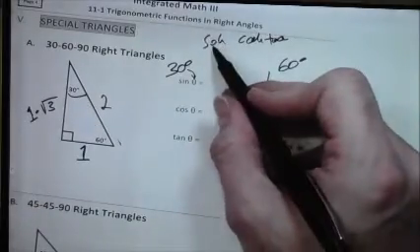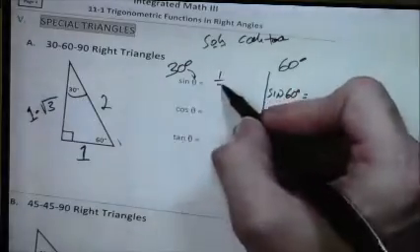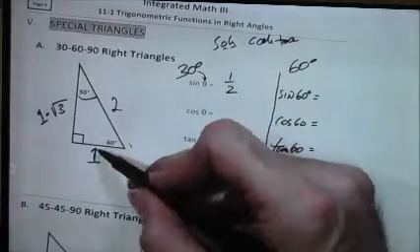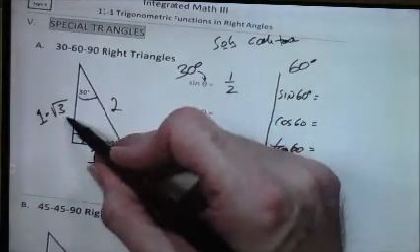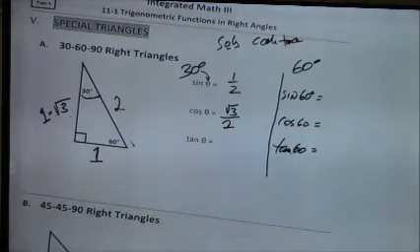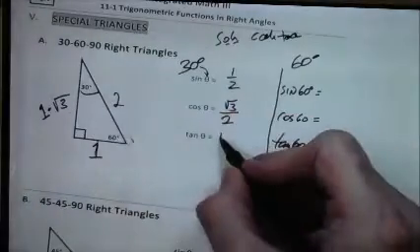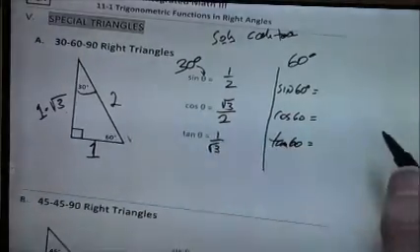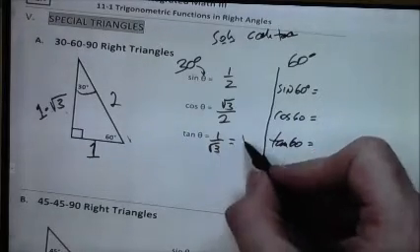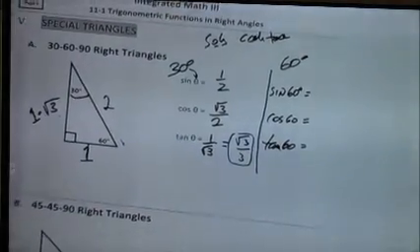For the sine, I need the opposite over the hypotenuse. Opposite is 1, and the hypotenuse is 2. It's 1/2. The cosine of 30 is the adjacent, which is square root of 3, over the hypotenuse, 2. So square root of 3 over 2. The tangent is the opposite over the adjacent, 1 over square root of 3. Well, that means we need to rationalize it. If you multiply top and bottom by the square root of 3, you get square root of 3 over 3. So that would be the tangent.